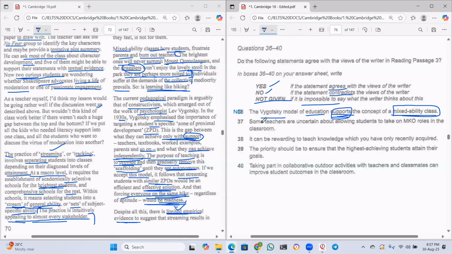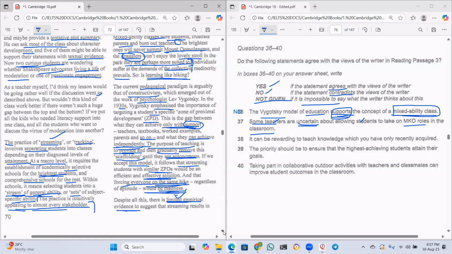Now, some teachers are uncertain about allowing students to take MKO roles in the classroom. So he's talking about teachers and students taking MKO roles in the classroom, whether the teachers are uncertain or not. That we have to check. Some teachers are uncertain about allowing students to take the MKO roles. So where are these MKO roles?